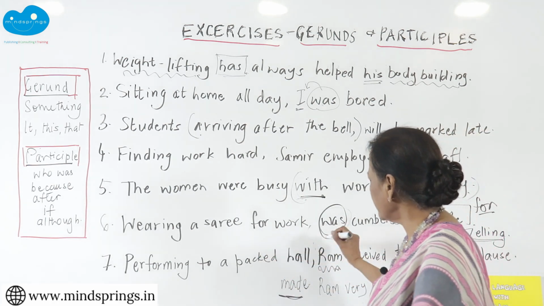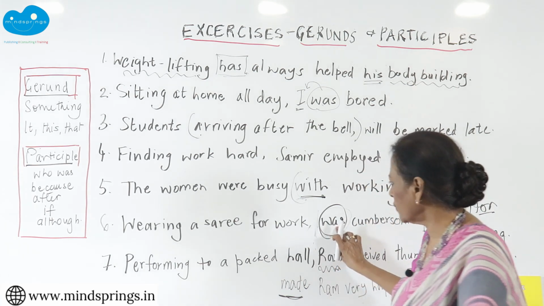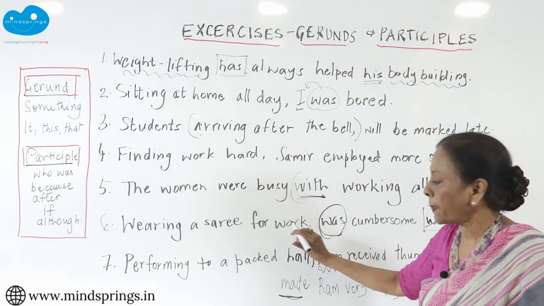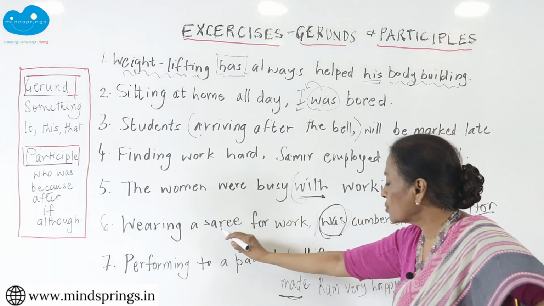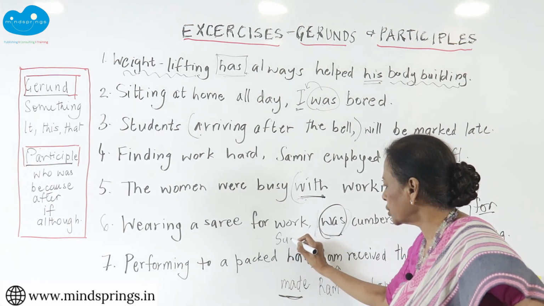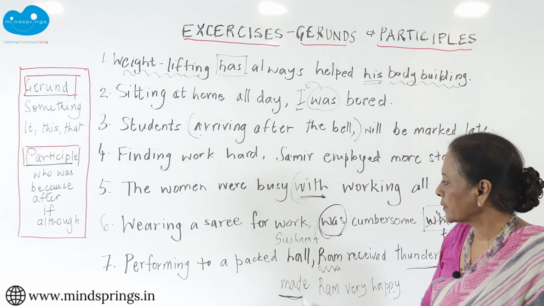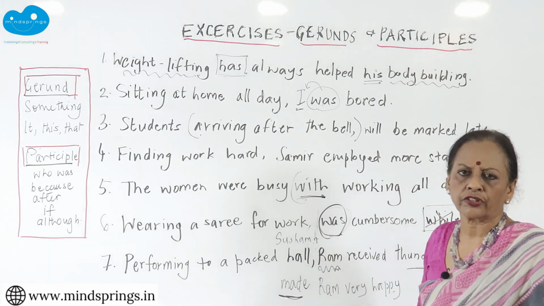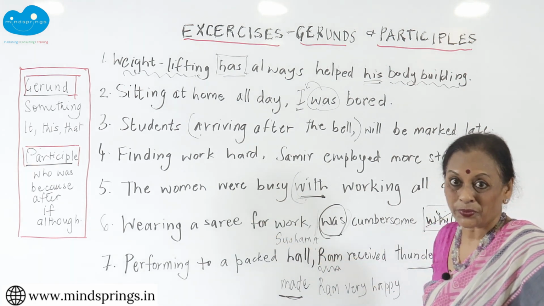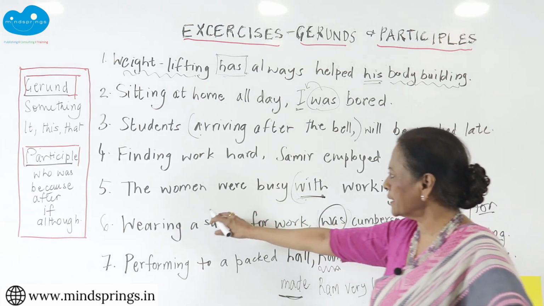Let us say, wearing a sari for work, has already got a verb. How can we make it into a participle? We should put a noun there. So, wearing a sari for work, let us say Sushma, let me put a noun there. Sushma felt very uncomfortable. Sushma, who was wearing a sari for work, felt very uncomfortable. Finished, it has become.